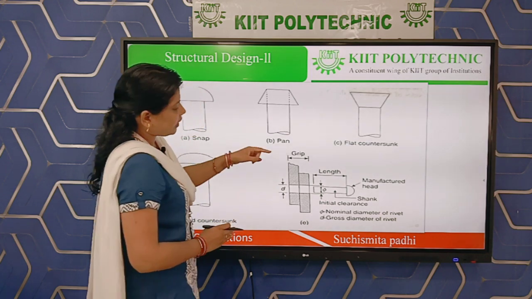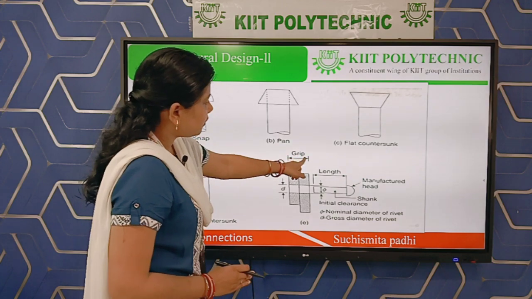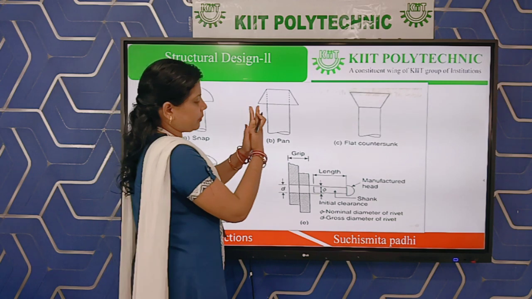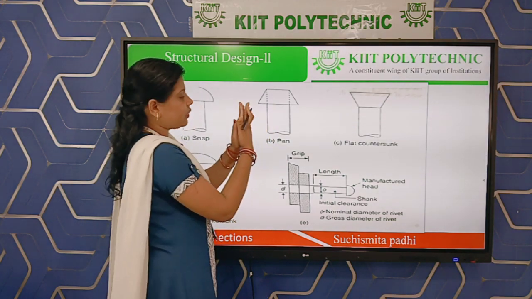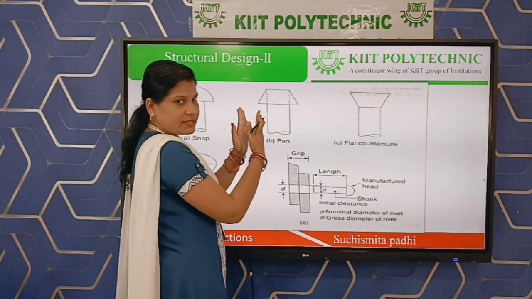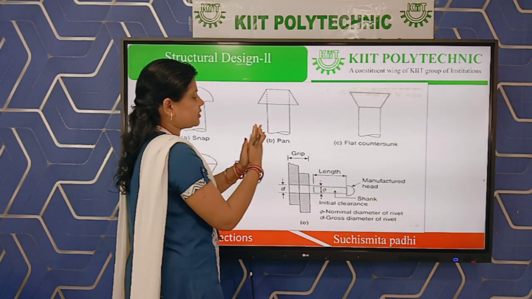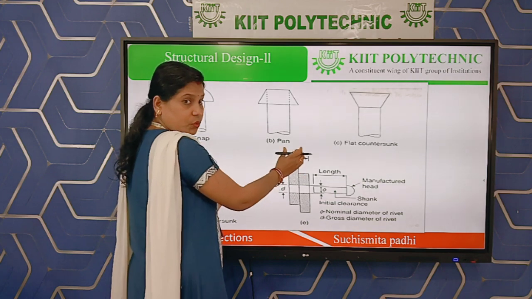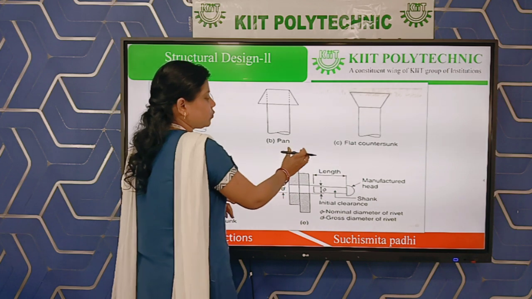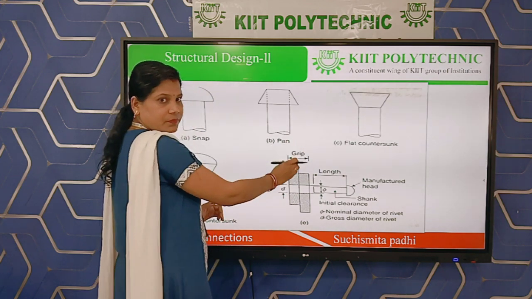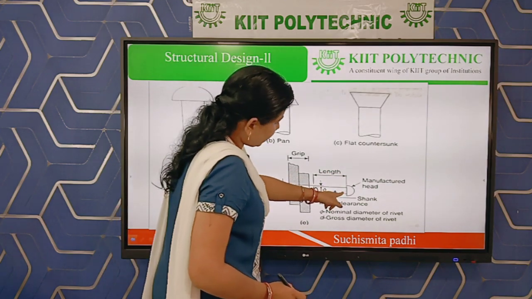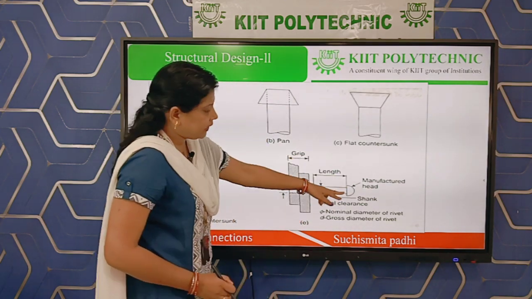Okay. Then another technical term is there, that is grip. What is grip? If you are connecting two members, this is one member and this is another member, the total thickness, adding the first member thickness and second member thickness, is known as grip of the member. Okay. And length is the total shank length of the rivet or body length of the rivet.